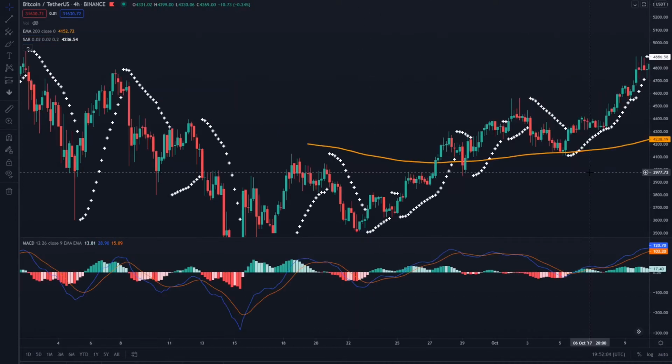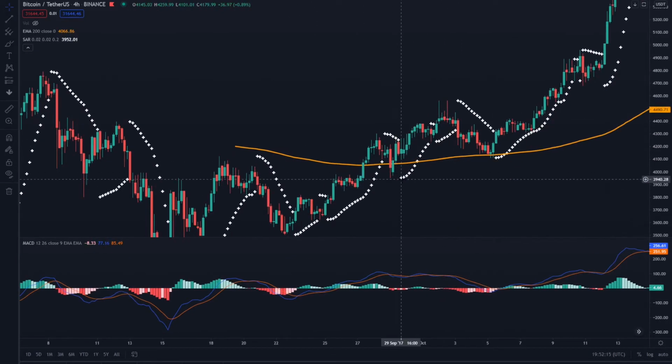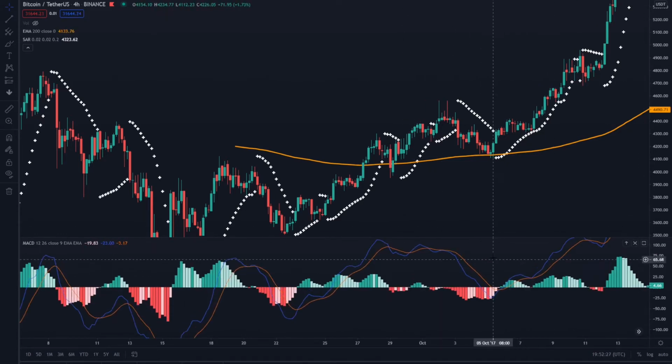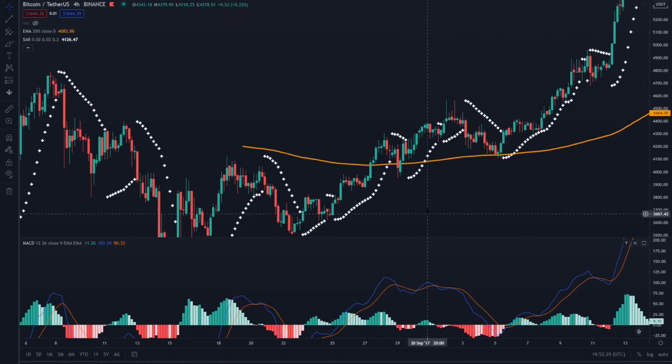So for a long entry, there are three things that need to be met. First of all, you need to be above the 200 EMA. The Parabolic SAR has to be below the price, and the MACD has to be crossed up. Just because all these conditions are met, you can't enter the trade at any time. You need one of these to change while all the others are met. So for example, I should not enter the trade right here just because all those conditions are met, because the MACD had already triggered several bars ago. I had already been above the EMA several bars ago.